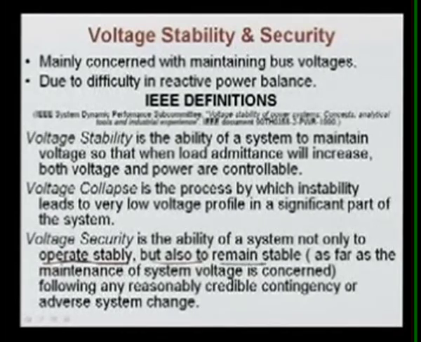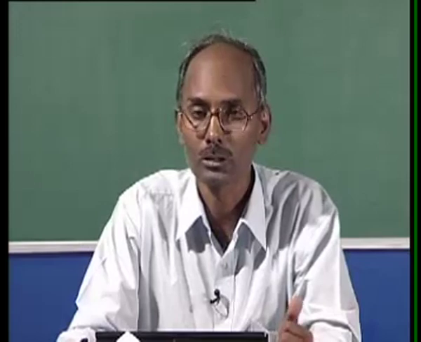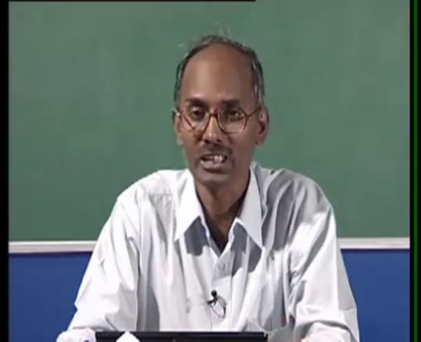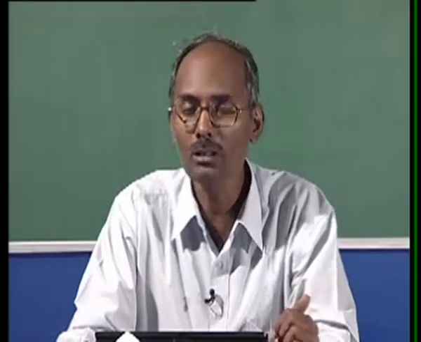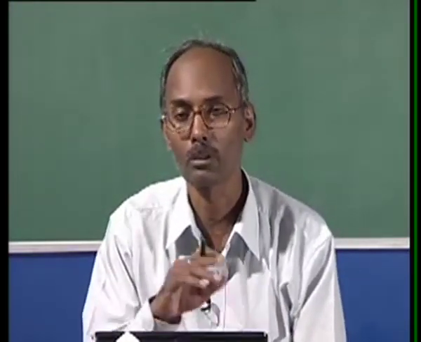So, voltage security is the ability of a system not only to operate stably here, but also to remain stable as far as the maintenance of the system voltage is concerned following any reasonable credible contingency or adverse system changes. Means whenever a credible contingency is going to come into the system, your system should be stable as well as it must not violate any of the constraints, that is we are talking here about the voltage constraints. As I said, in the operating constraints, it may be your line flow constraints, it may be your voltage constraints, it may be your transformer tapping constraint. So, here in the voltage security aspect, we are only concerned about the voltages of the buses.